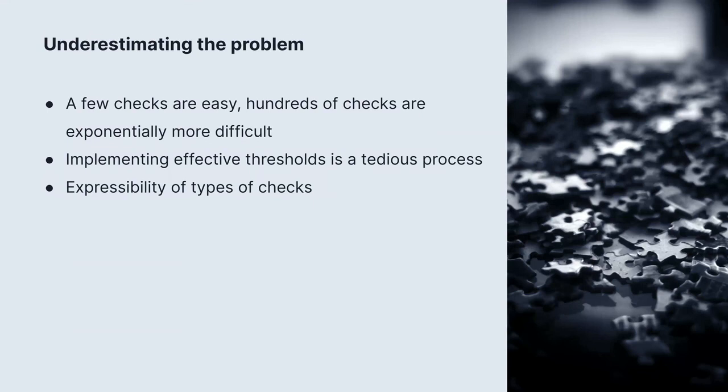And finally, there's an issue of just underestimating the problem. When teams set out on their data quality journey, they often look at core checks in that operational layer, such as latency of the data and null checks and row counts, and think that this should be pretty easy to scale out, which is where we get into that scripting solution.